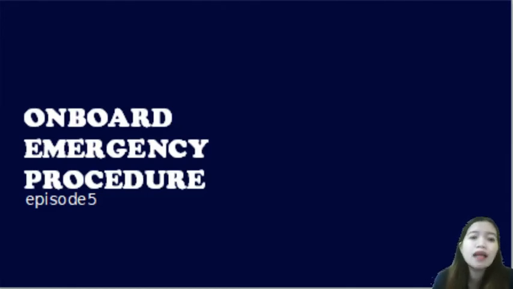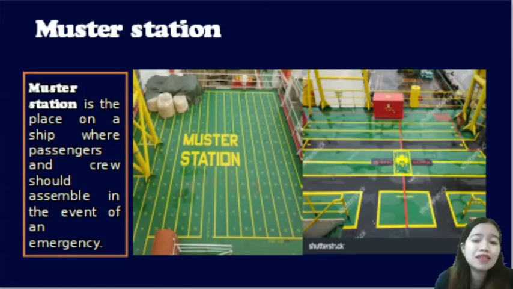Let us discuss first the muster station. The muster station is the place on a ship where passengers and crew should assemble in the event of an emergency. So, dito po tayo magtitipon-tipon in case of an emergency.